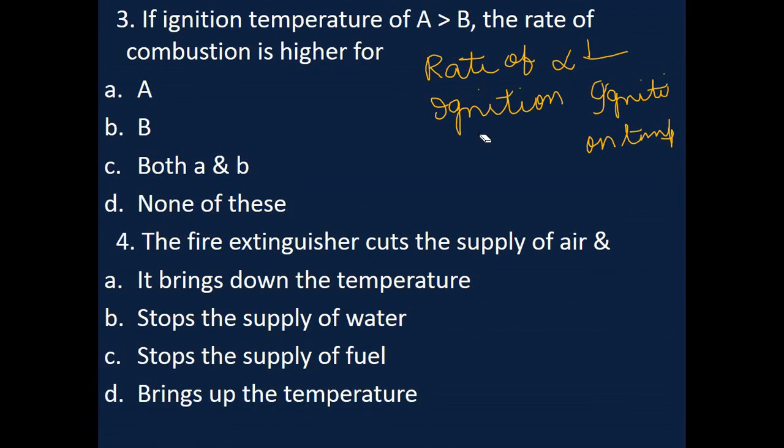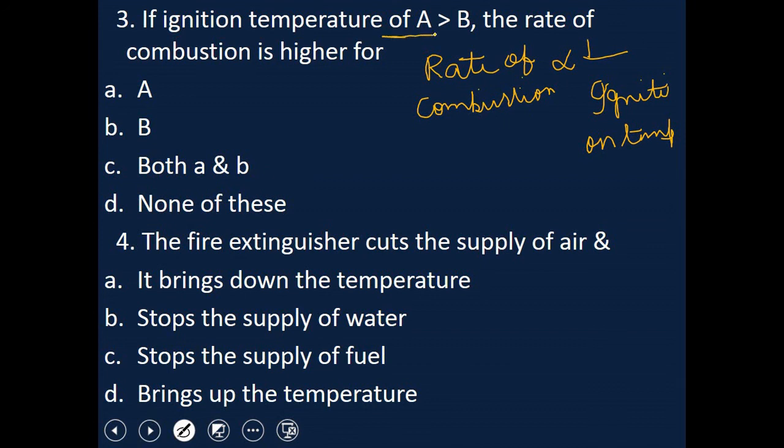So this point you have to keep in your mind that rate of combustion is inversely proportional to ignition temperature. So whose ignition temperature is more? Ignition temperature of A is more than the ignition temperature of B. So where is the rate of combustion higher? As the ignition temperature of A is more, it will take more time. And ignition temperature of B is lesser than A. So the rate of combustion will be higher for B.